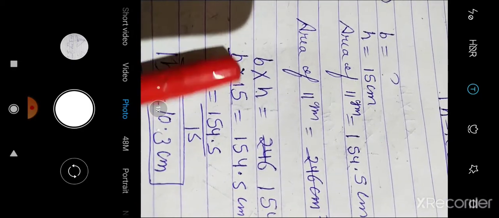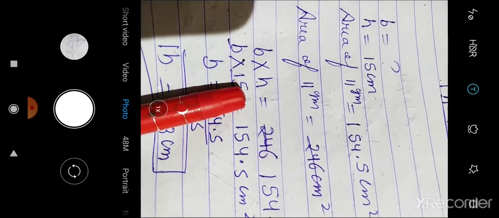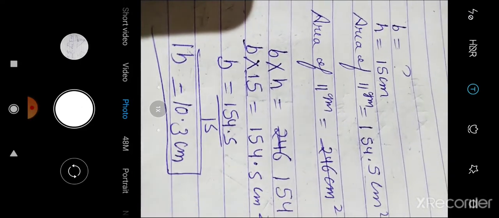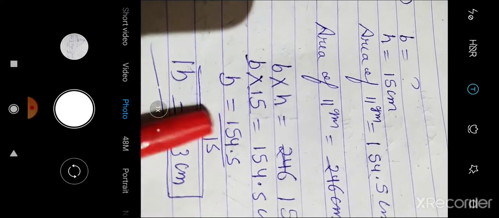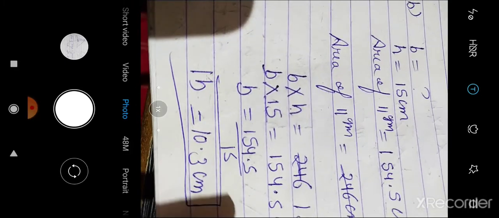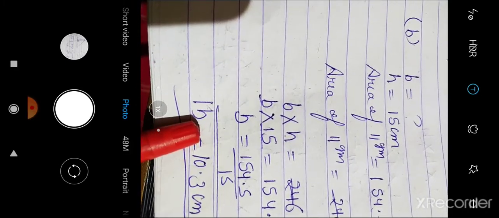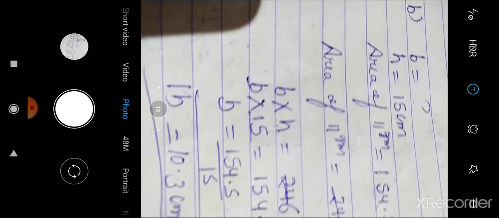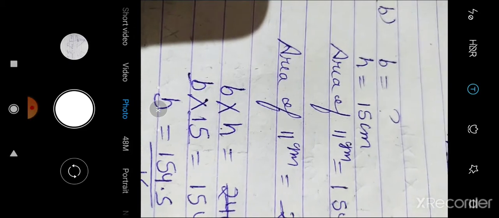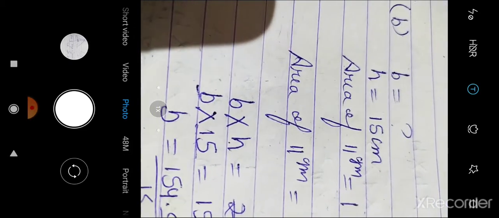Now we are going to substitute the value of height from the question. So it becomes b multiplied by 15 is equal to 154.5 centimeter. After solving this, we have 10.3 centimeter, and it is the value of base for the second part. In this way you can solve the remaining part of this question. Now we are going to move to the next question, question number 4.